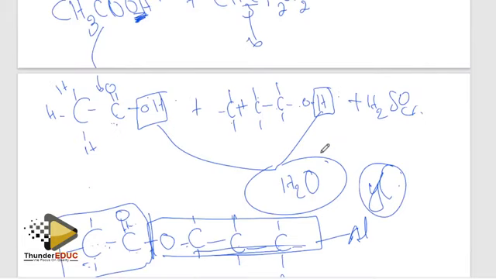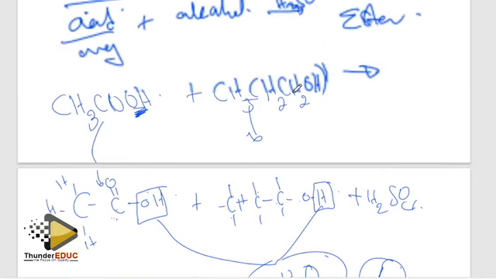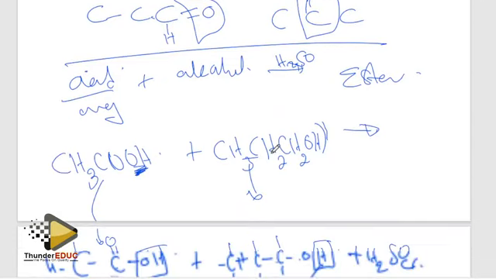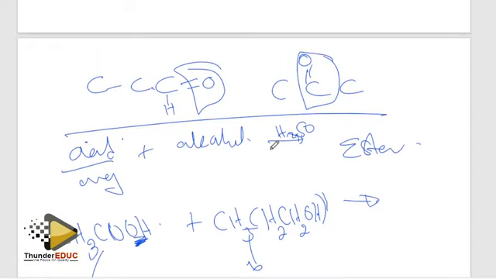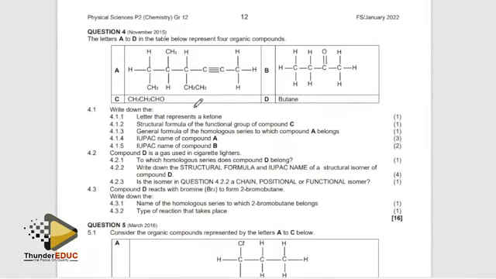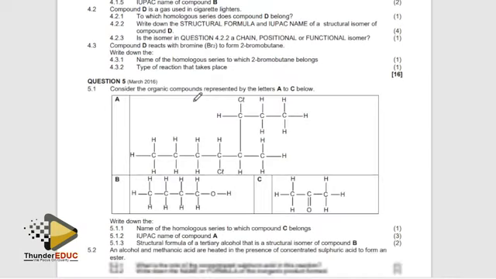Sulfuric acid is acting as a catalyst. Yes, it's acting as a what? A catalyst in this process called esterification. We can call it esterification. We can call it condensation. Still the same thing. So guys, I think the 20 marks here, you have got them. Anything related to this, you will be able to answer.